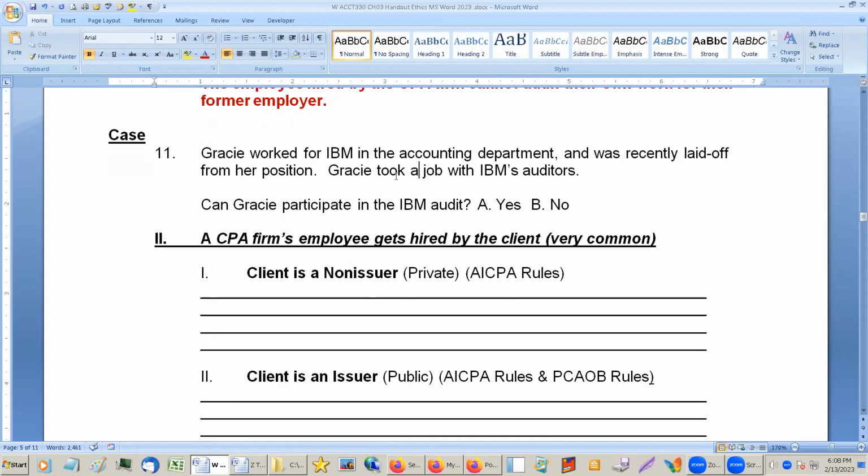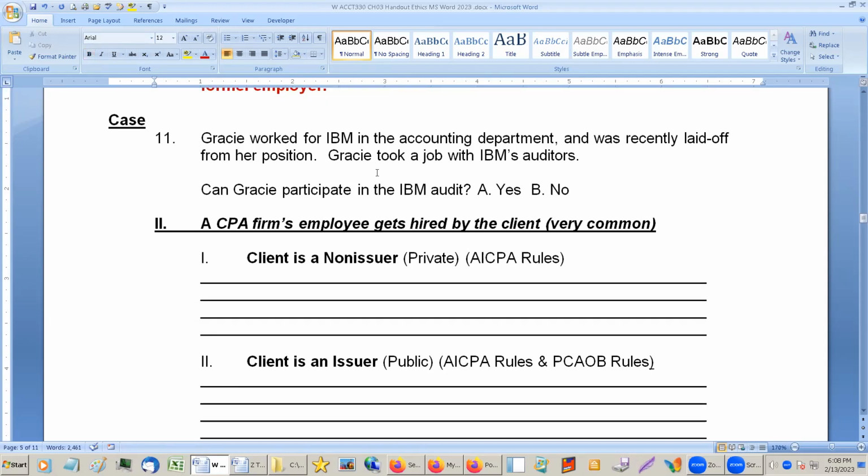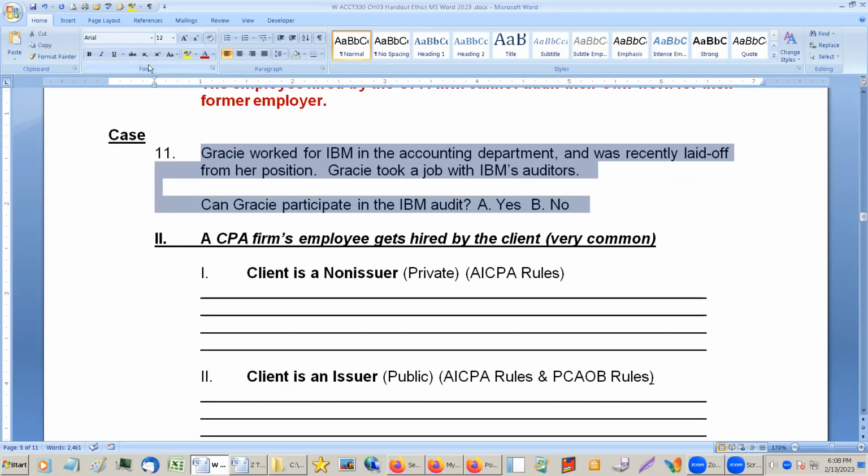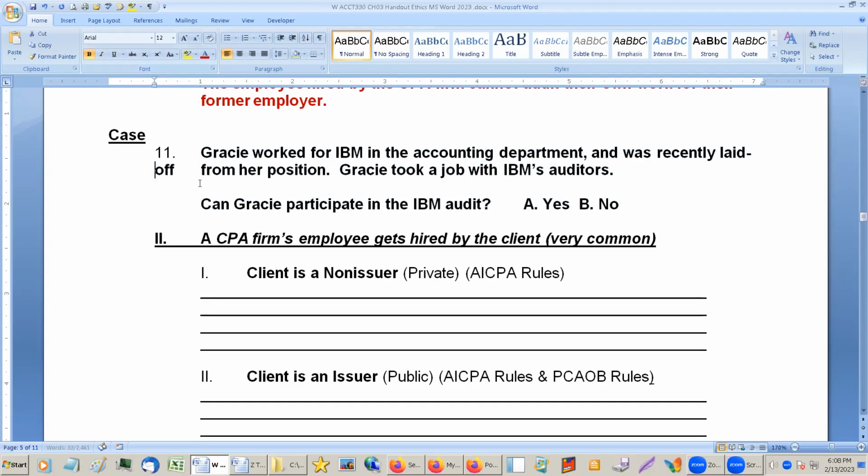Okay, Gracie worked for IBM in the accounting department and was recently laid off from her position. She took a job with IBM's auditors. Can Gracie participate in the IBM audit? What do you think?